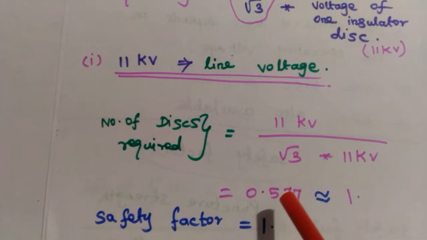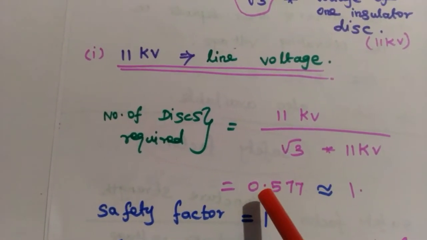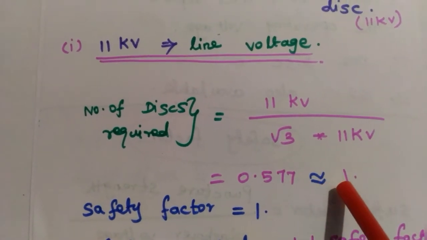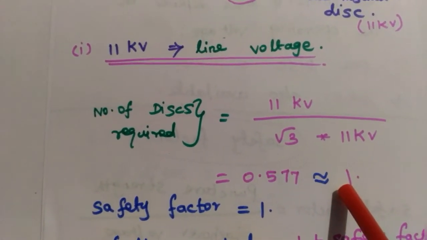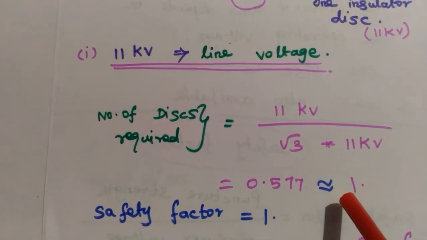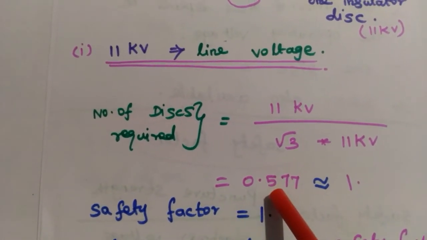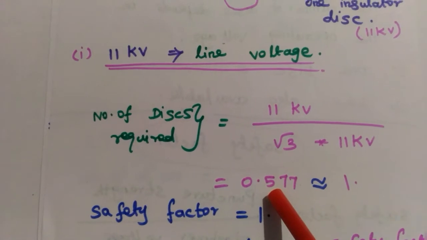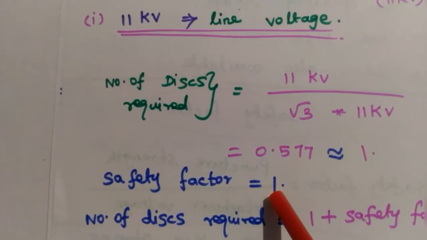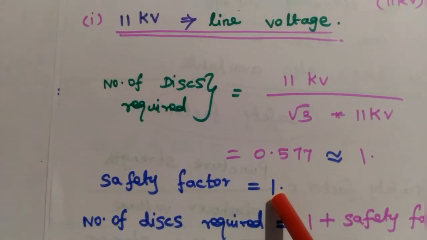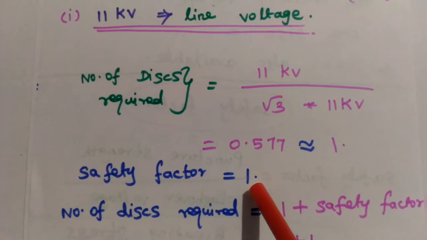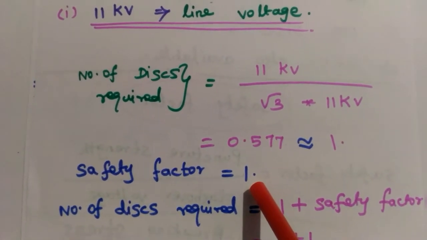So simplifying these values, we get 0.577. It is approximately equal to 1 because 0.5 discs are not available. Only full numbers of discs are available: 1, 2, 3, 4 like that. So we are approximating the factor 0.577 to 1. Already I said that the safety factor should be greater than or equal to 1. Here we are going to consider safety factor values of 1 and also 2. That is equal to 1, and greater than 1 is 2.